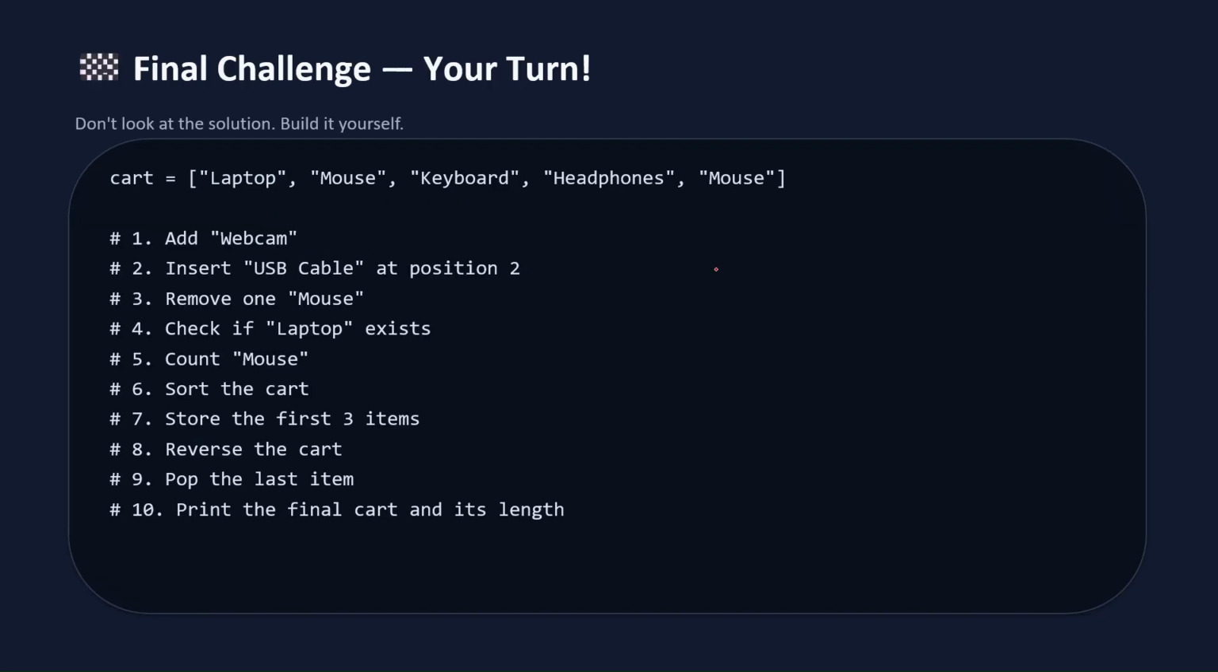Clear? So this is the final challenge which you are going to solve. You are given a cart of items, a list of items: laptop, mouse, keyboard, headphones, and mouse again. You need to add the webcam, insert the USB cable at position 2, remove one mouse from the cart, check if the laptop exists, count how many mice are there, sort the cart, store the first 3 items, reverse the cart, pop the last item, and print the final cart and its length.